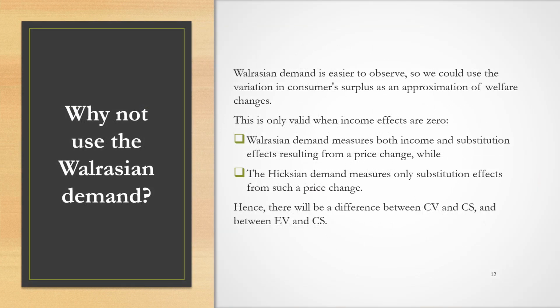So the question may arise, why do we not use the Marshallian demand? Well, Marshallian demand is easier to observe, so we could use the variation in consumer surplus as an approximation of welfare changes. This is only valid when income effects are zero, as Marshallian demand measures both income and substitution effects resulting from a price change, while the Hicksian demand measures only substitution effects from such a price change. Hence, there will be a difference between CV and CS and between EV and CS.